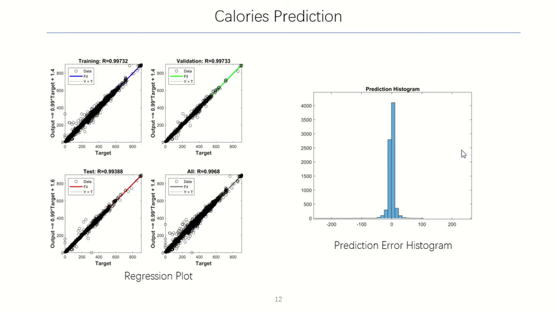And by looking at the prediction error histogram, the minimum and the maximum range of the error is just from -50 to +50. So I would say the prediction error is almost centered at 0, and the prediction error is not a very large range, comparing to the full range of the calories, which is basically from 0 to 1000.